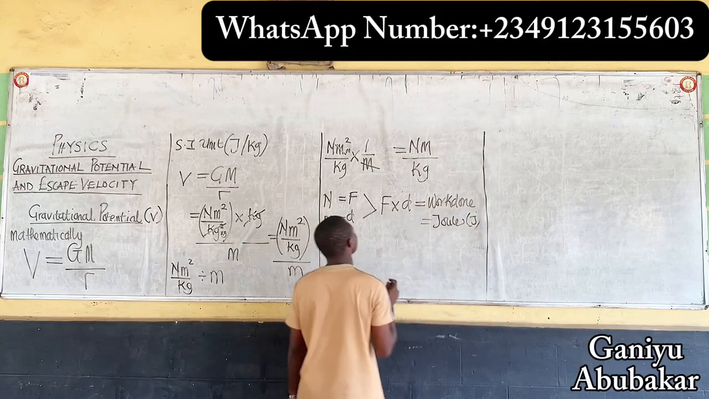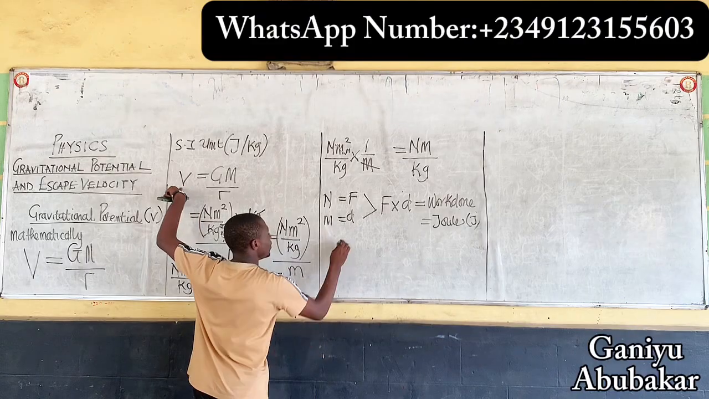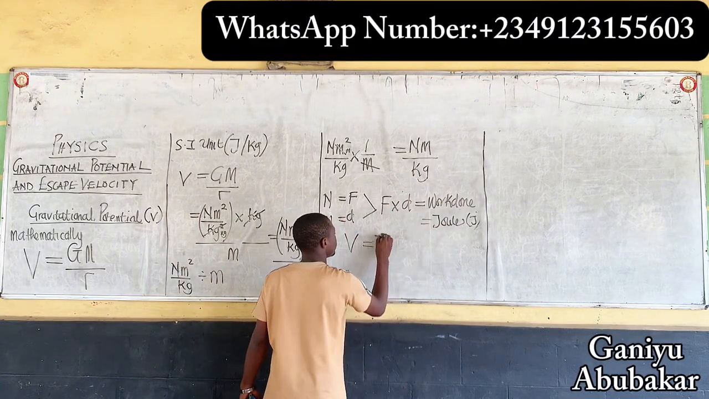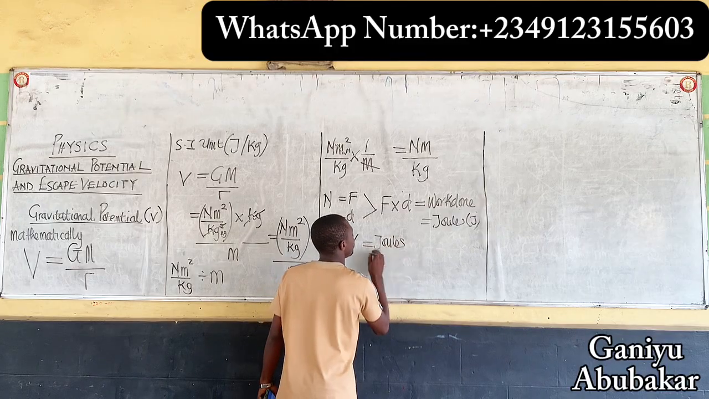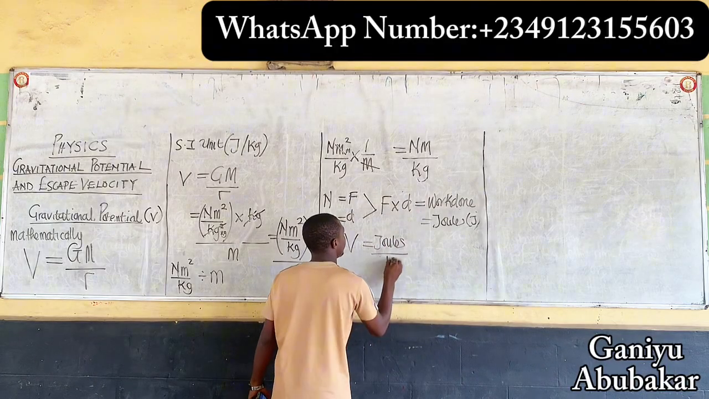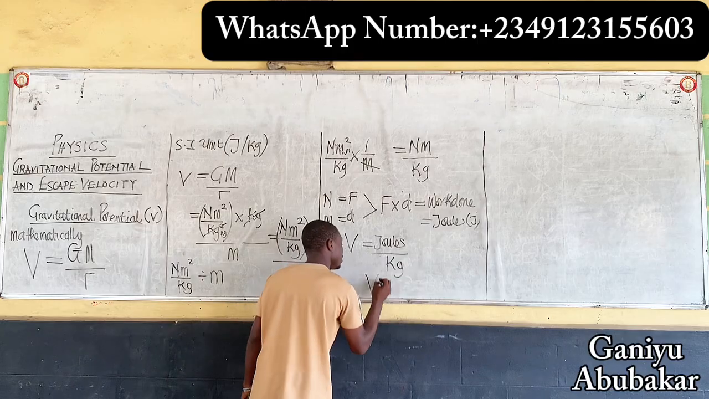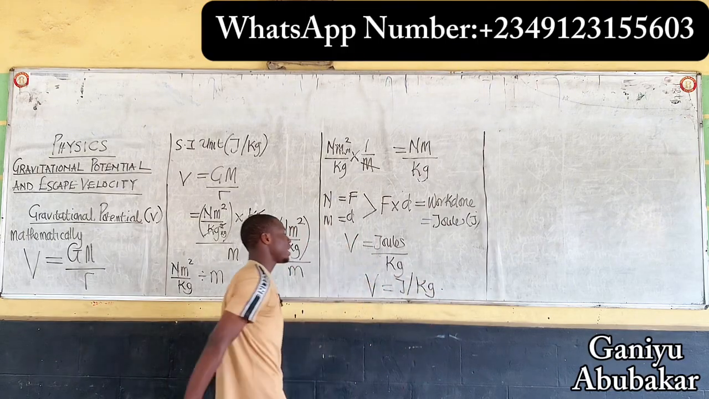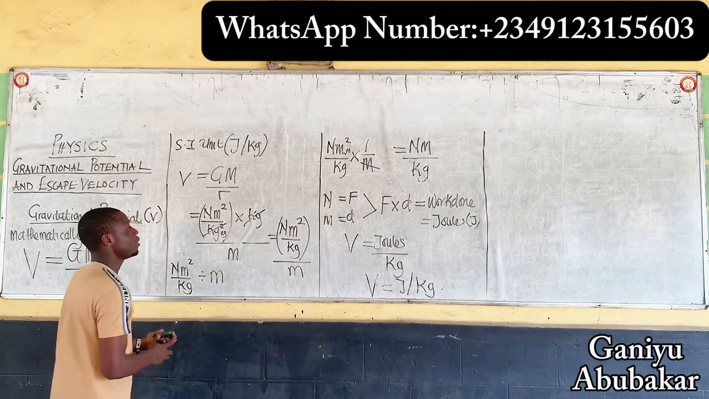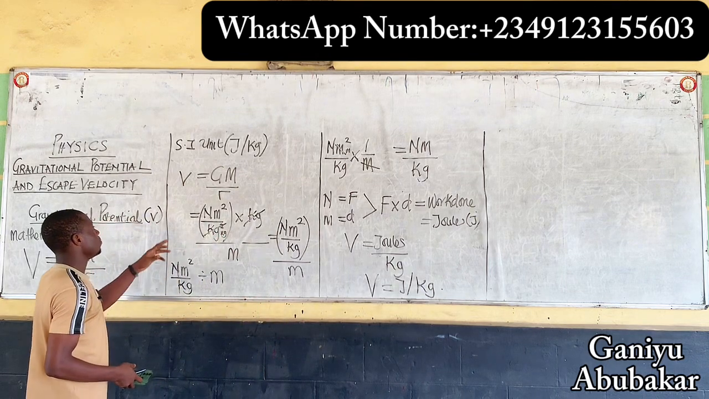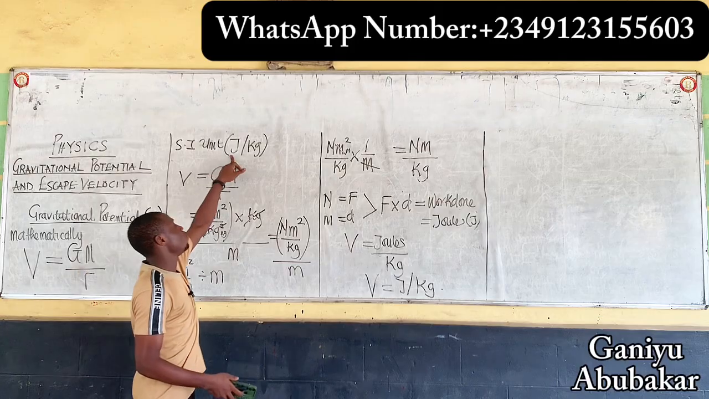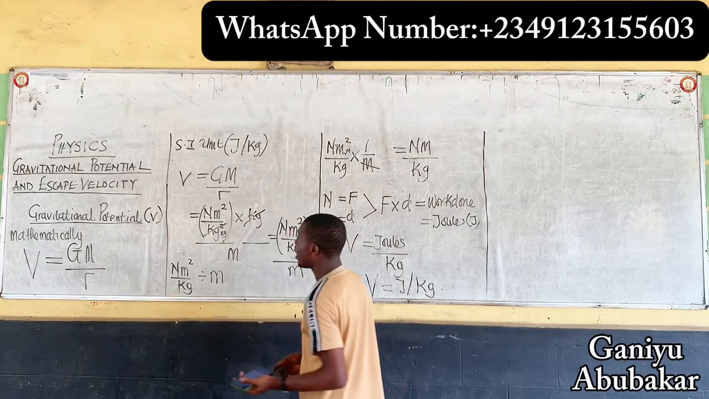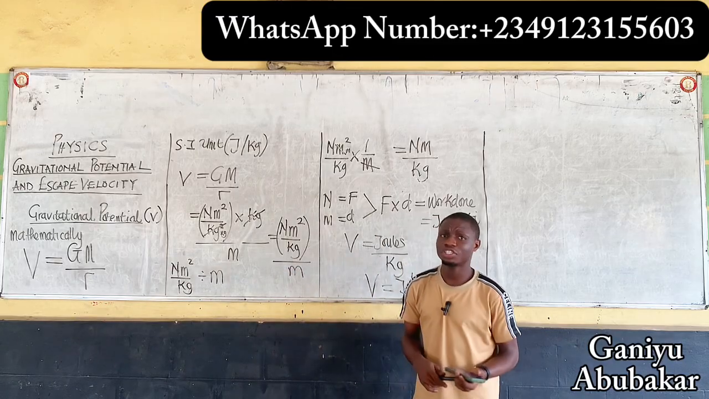So V can be expressed as Newton meter, that's joules, over kilogram. So V is joule per kilogram. That's how I got the SI unit of V as joule per kilogram, as I showed you earlier. So this is basically the concept behind gravitational potential.